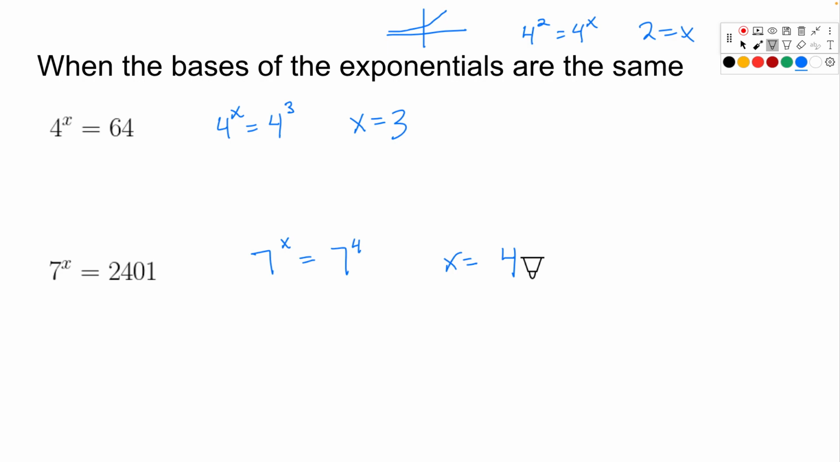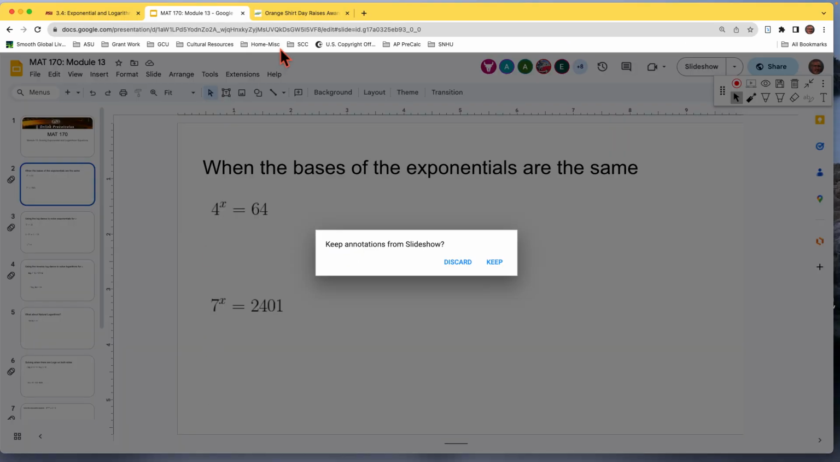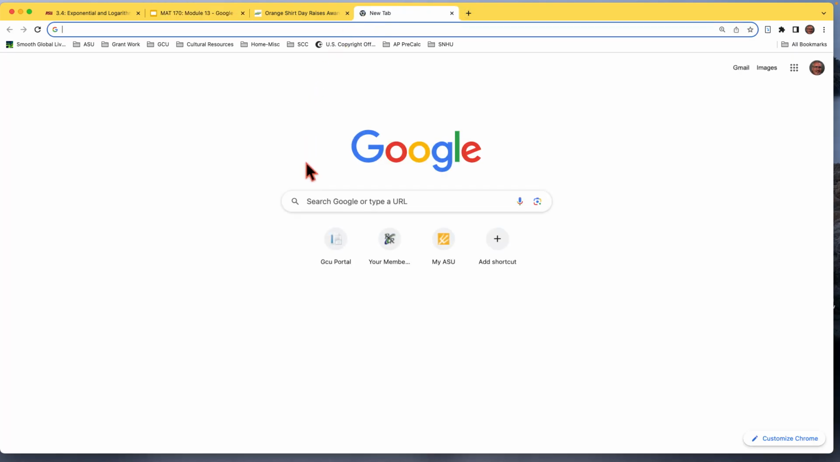So that's one method. If they aren't the same base, then we're going to need some other tool to do it. But if they are the same base, we can do this. We could also graph these two things, right? I'm just showing you all the methods. So 7^x equals 2,401, what would that look like? We would go to Desmos.